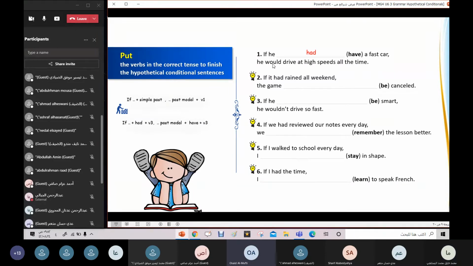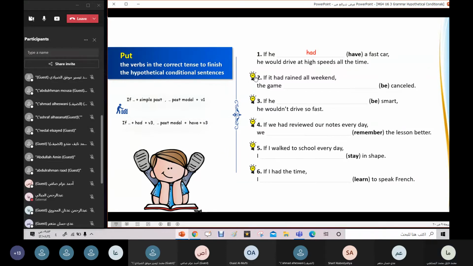If he had a fast car, he would drive at high speeds all the time. You realize here in the result clause, we have would plus verb 1. So after if here, we have to use the simple past. If simple past, the second part must be past modal plus verb 1. Now, what about the second?